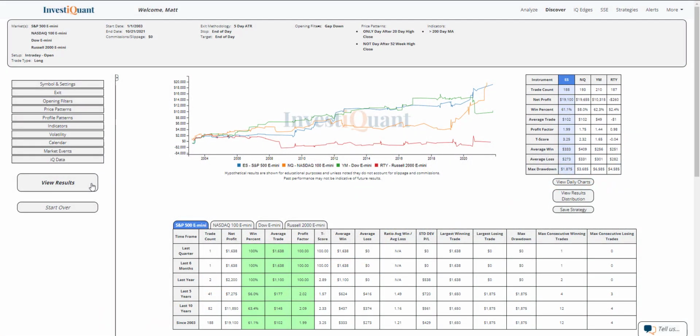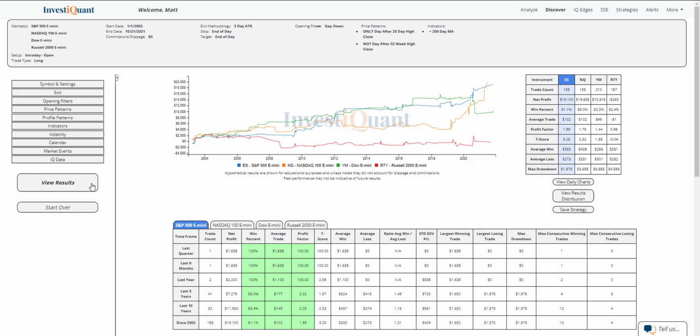And here we go. These are the results based upon entering the market long at 9:30 a.m. Eastern Time, exiting at 4:15 p.m. Eastern Time, when you gap down, when the prior day closed at a 20-day high, but it did not close at a 52-week high. So it's trading up near highs, but not quite there yet. Historically, we've got 188 samples in the S&P for this pattern. We've got 193 in the NASDAQ, 210 for the Dow, 187 for the Russell. So good sample sizes everywhere.